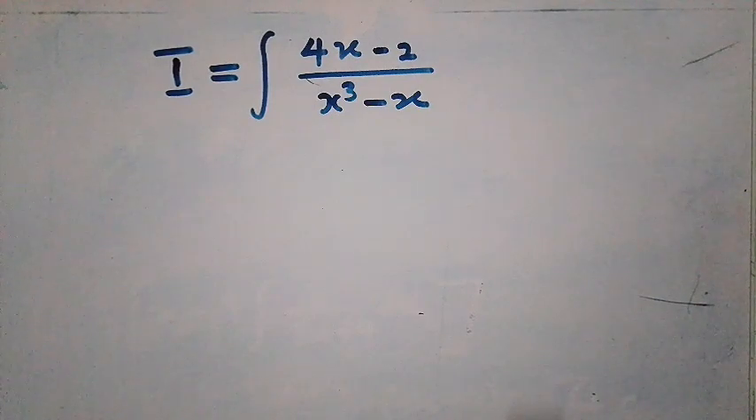How do you solve this nice integration problem? I equals the integral of (4x minus 2) divided by (x raised to the power of 3 minus x). This is very simple, just as usual. Here is the solution.